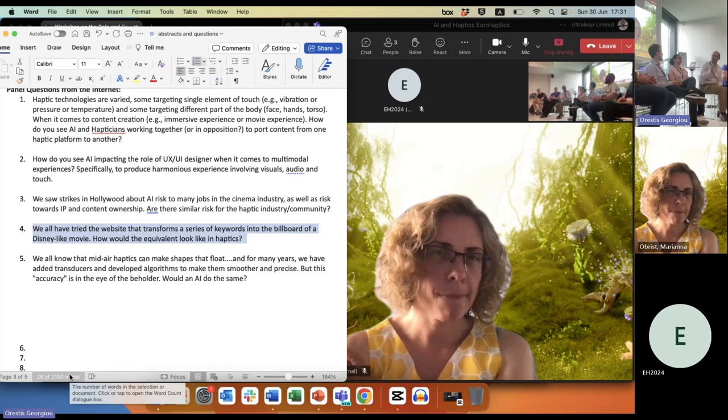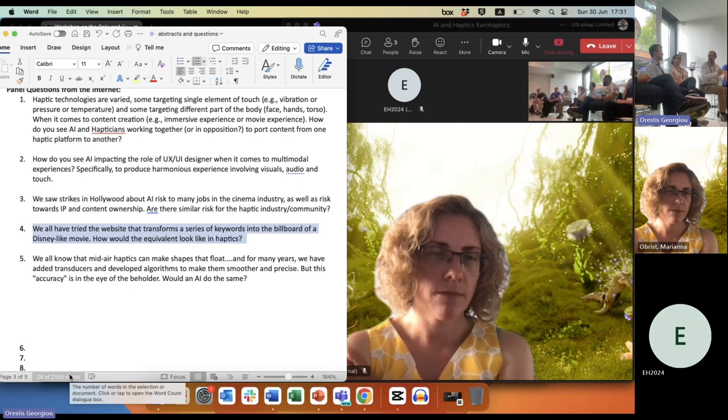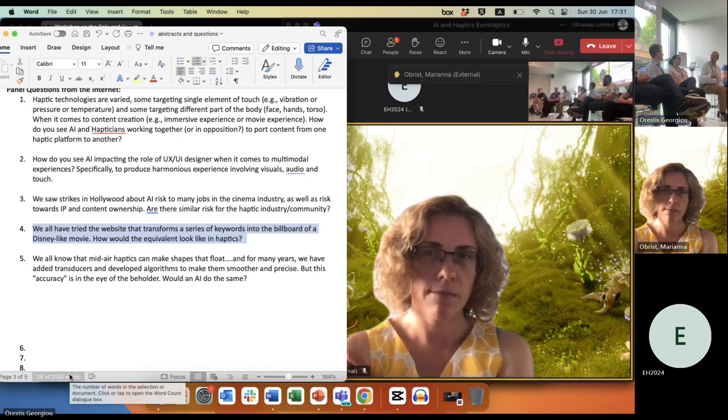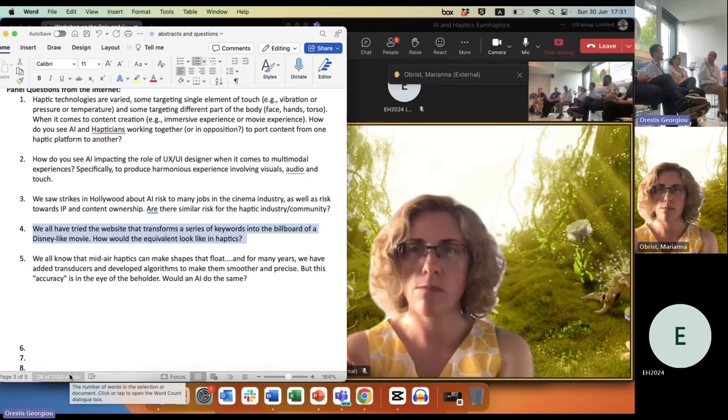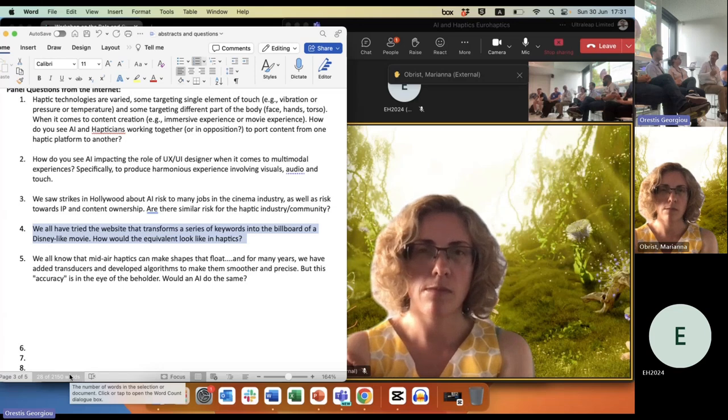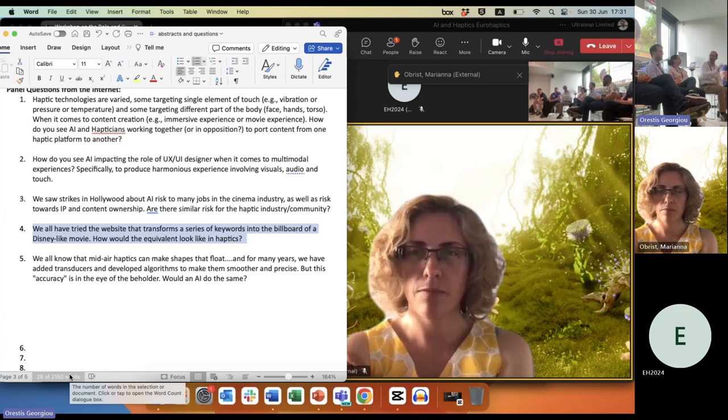But this data does not already exist in the haptic domain, which means that we should create, first of all, this data. We should create labeling. And if everything is there, AI can deliver individual solutions and help us. But I don't think that AI can take over all this expertise. But we will see.